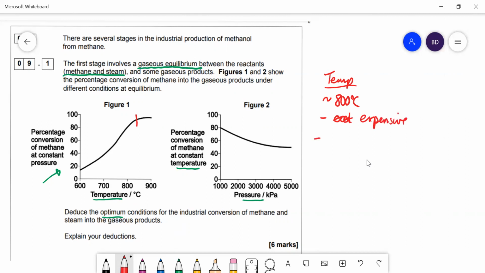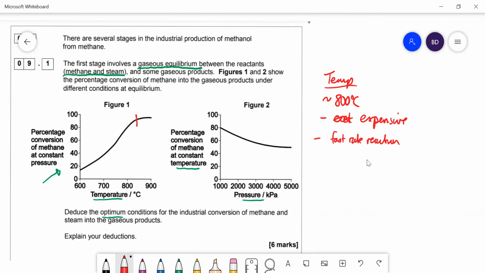Also, you might want to say that 800 degrees is a pretty high temperature, so you are going to get a fairly fast rate of reaction there. Of course, rate of reaction and equilibrium are not related at all. But you do want it to reach equilibrium quickly. You don't have to wait ages, so you want a fast rate of reaction. So I'd say those 3 points for temperature.